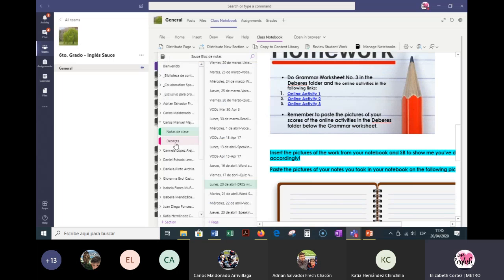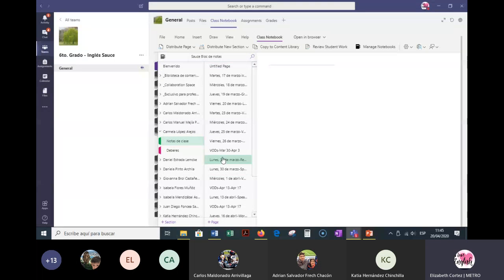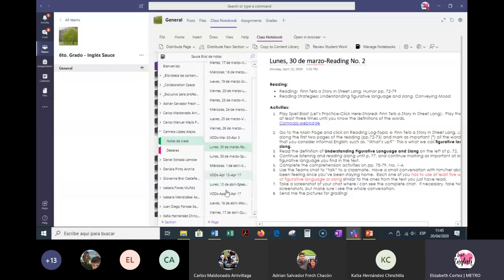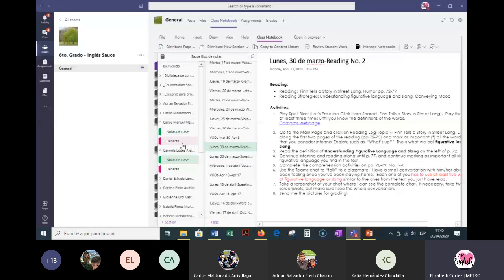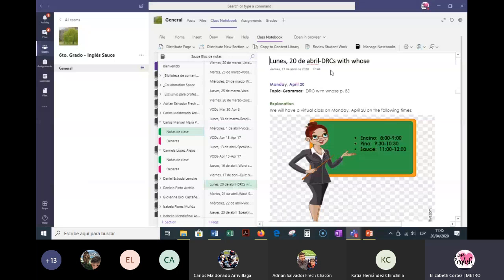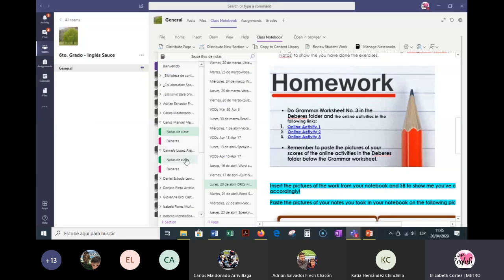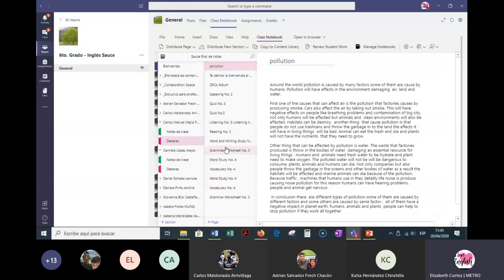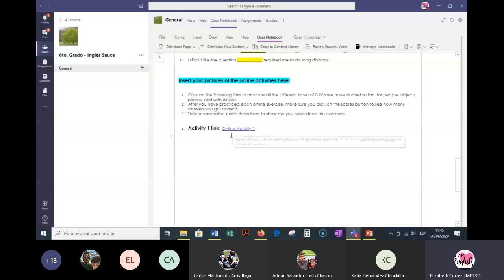And then where are you going to do the homework? In deberes. Sorry, it says here that you have to do Monday 20th. Where is Monday 20th here? This one, for example, I have to sync. All right. Monday 20th. It says homework, grammar worksheet number 3, and online activities. So I have to go to deberes, grammar 3. Do the first one, please, guys. Grammar 3, I click, I do it here. Then I click on the links to do the activities.